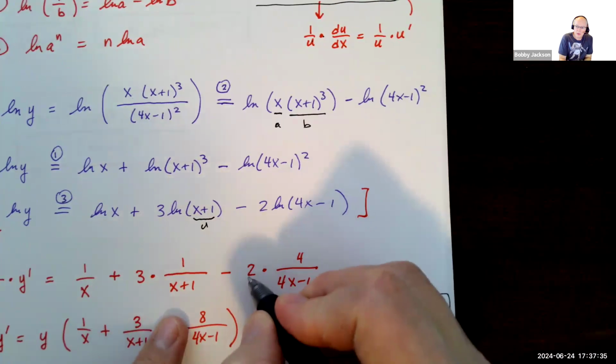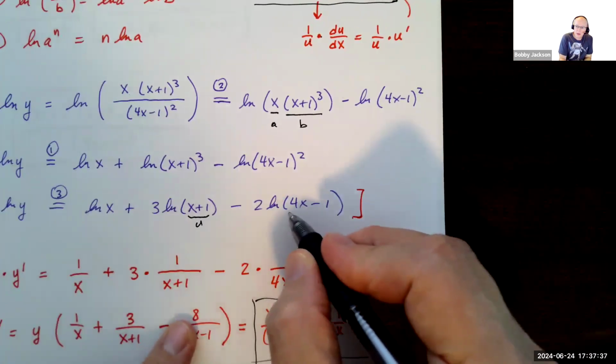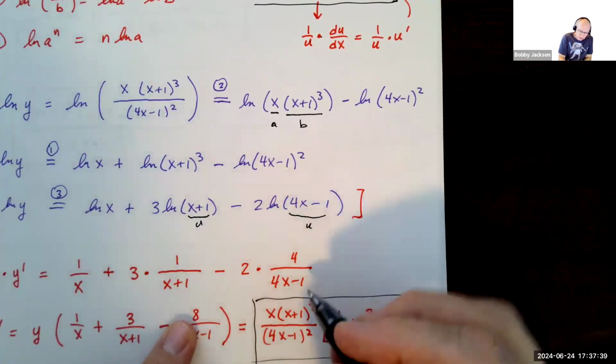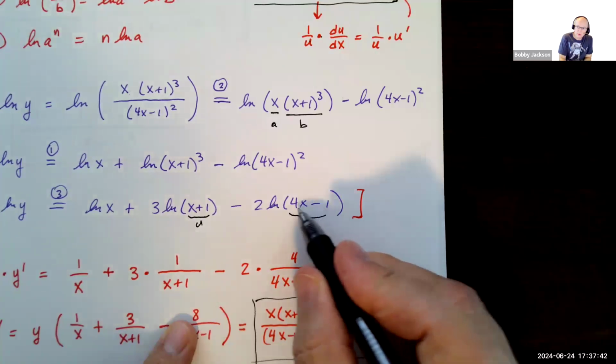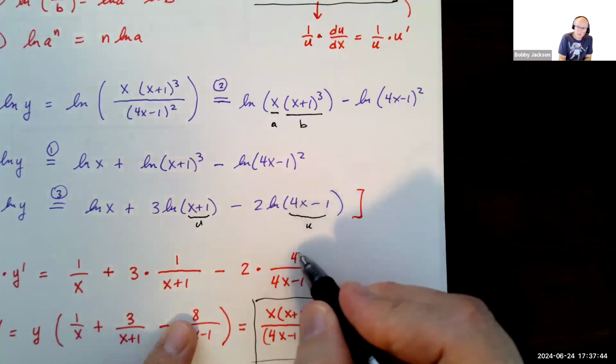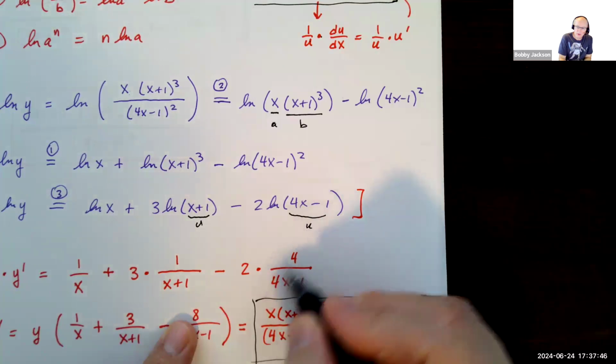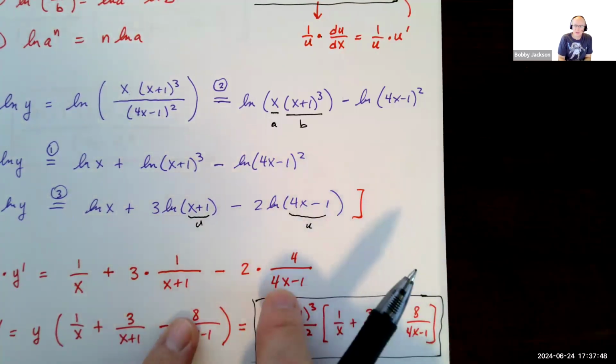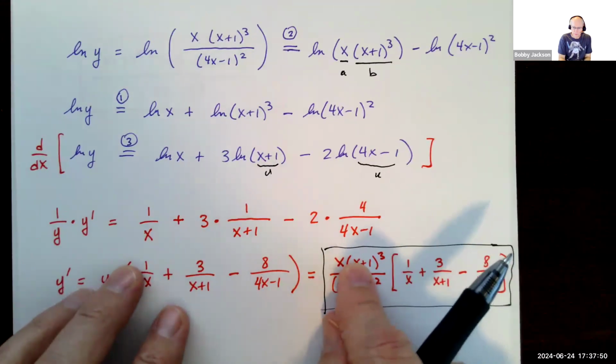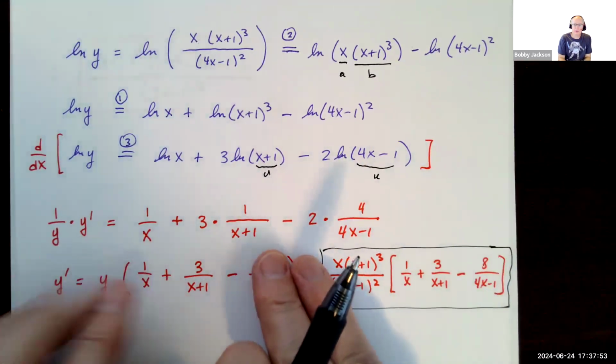Here I have minus 2. 2 is a constant multiple. And here my u is now 4x minus 1. So this will be u prime. Well, what's the derivative of 4x minus 1? That's 4 over u, right? U prime over u. So again, it's chain rule each time. Simple chain rule, okay?